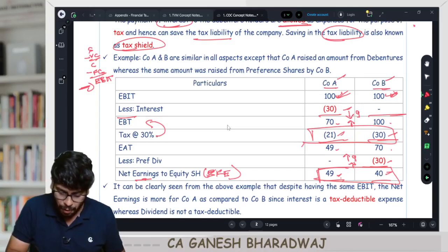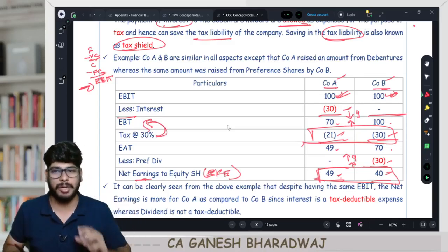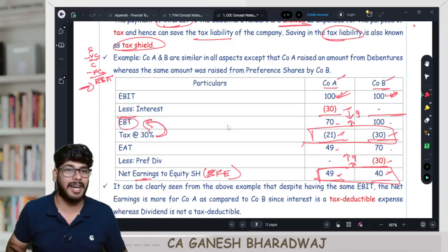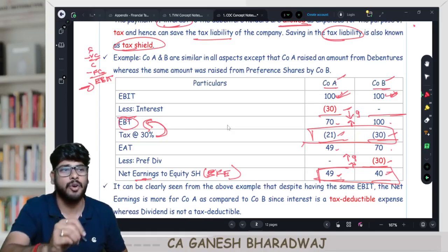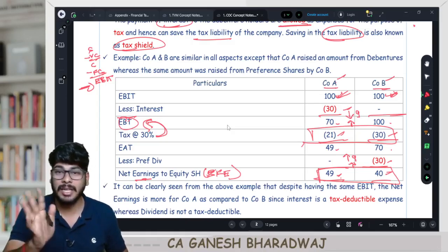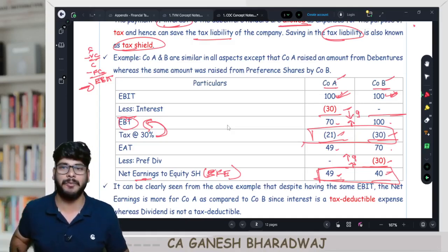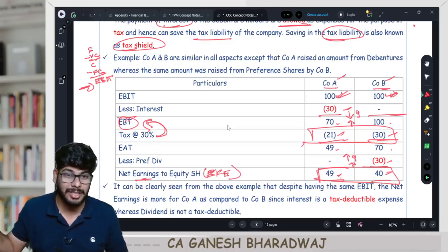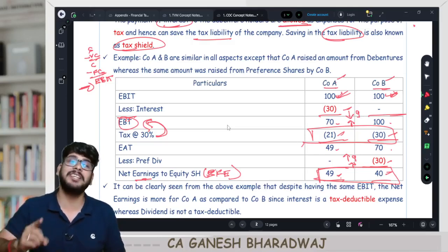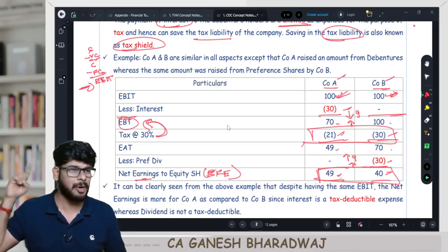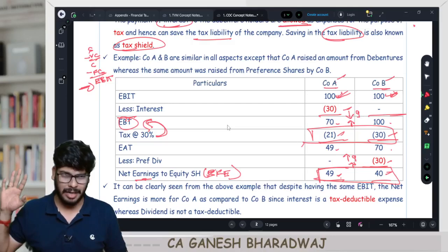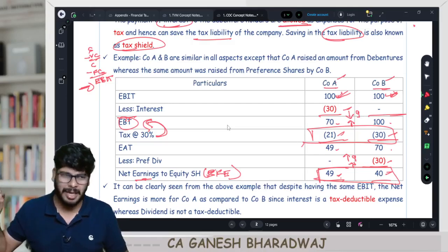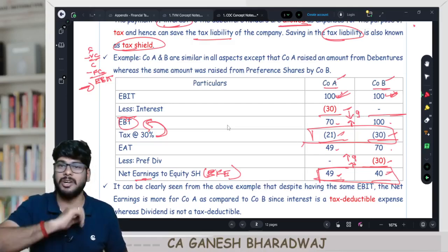Because the base for you to compute the tax is your earnings before tax. Agreeing with me? Now, for the purpose of computing the base to calculate tax, interest alone is allowed as a deduction. Why? Because preference dividend is not an expense, it is an appropriation of your profit. Even preference shareholders are called shareholders. So anything that you pay to a shareholder is not an expense, it is only an appropriation of profit. Though legally they don't have any voting powers, they are also treated as shareholders. So the amount paid to them is not an expense.